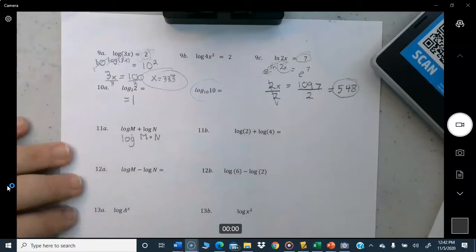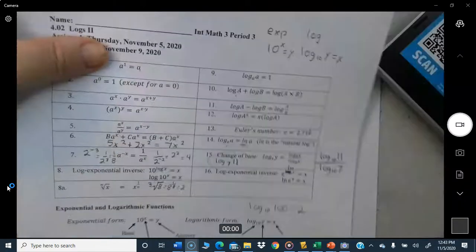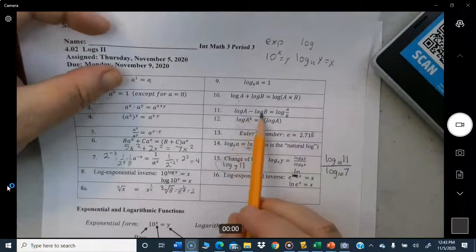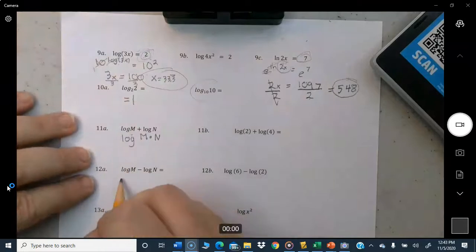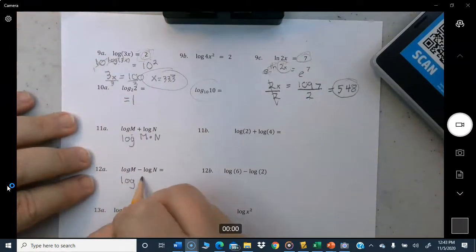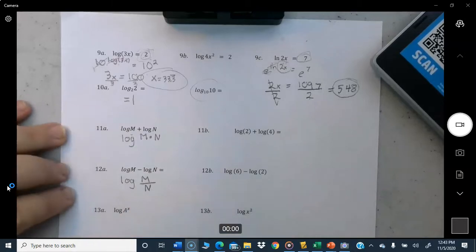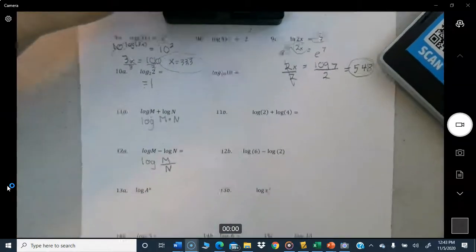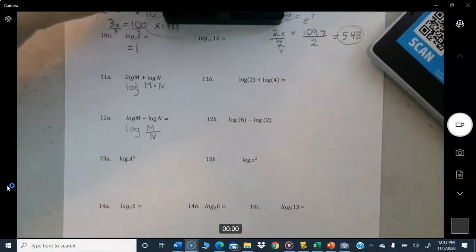Next one, log of m minus n. You come down here to this principle, and log of a minus b is log of a divided by b. So this is going to be log of m divided by n. Again, you don't have to show any work there, nothing to show really.